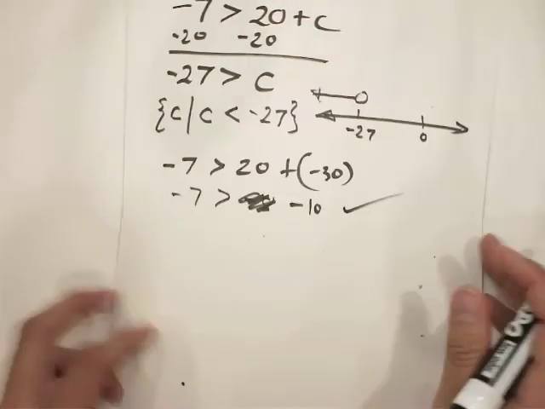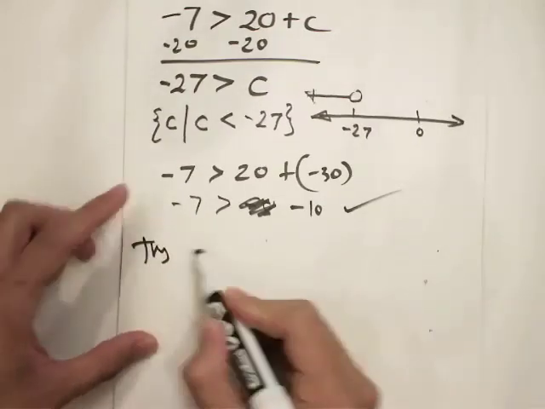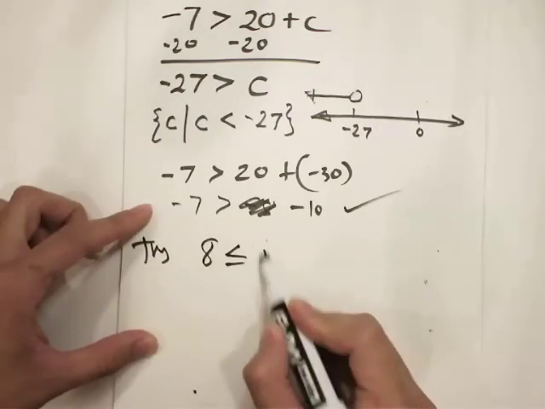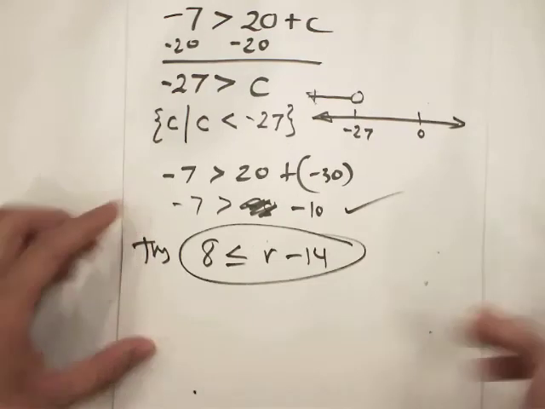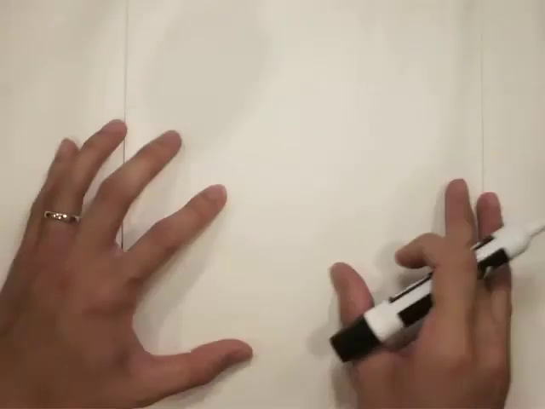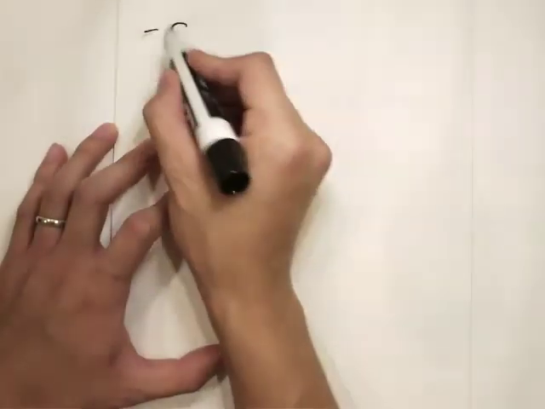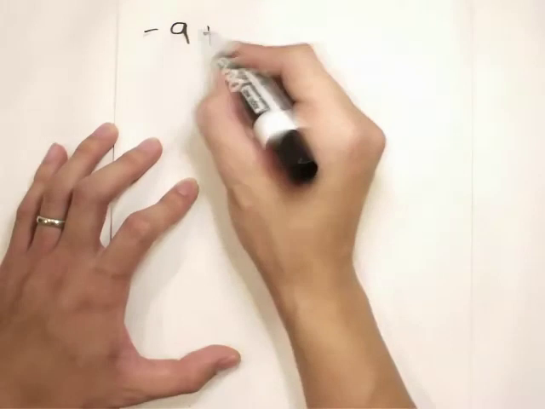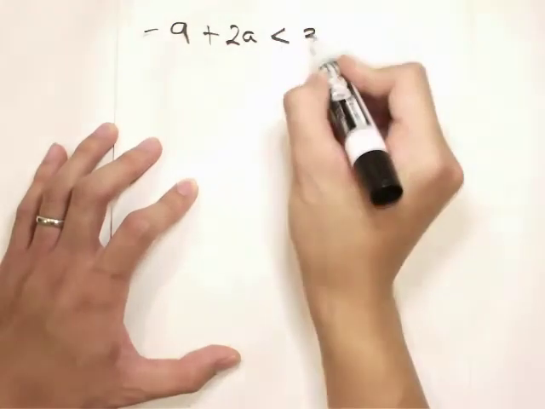And of course, I want you to go and try this problem out. 8 less than or equal to r minus 14. Work that problem out, and we'll check that answer when you come back. Okay, here's the last example I wanted to show you. Here's negative 9 plus 2a less than 3a.